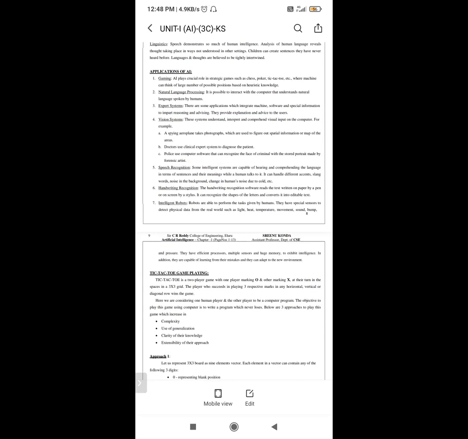The applications of AI are: first gaming, next natural language processing, expert systems, vision systems, speech recognition, handwriting recognition, and intelligent robots. All these are some of the applications of AI.